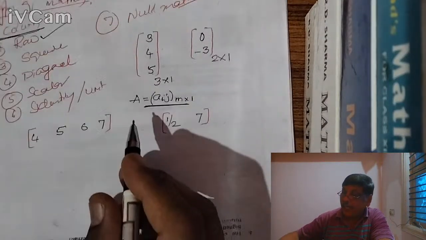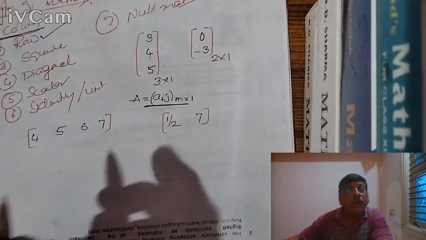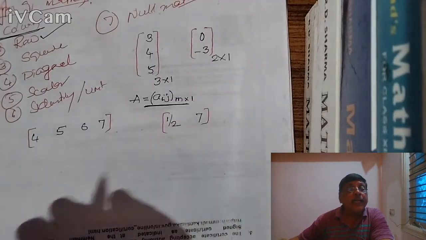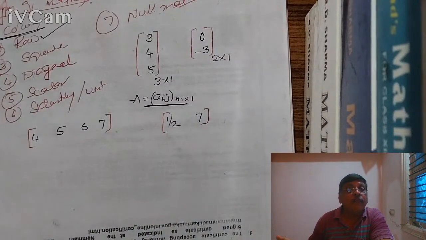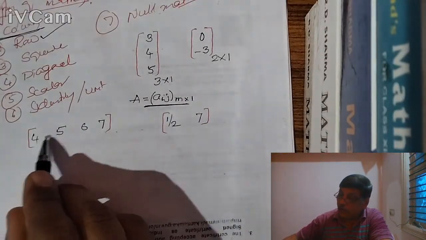Next, now we define the order of a matrix. What I have told you is that to define the order of a matrix, we need to focus on the number of rows first and then the number of columns. Here how many rows are there?